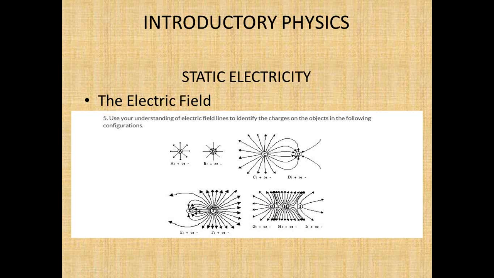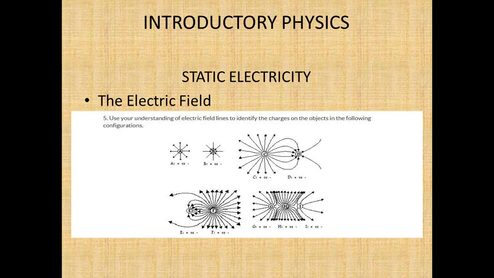Again, the lines should not cross. The lines should be perpendicular to the surface. The density of the lines, that means if they're crowding, will give you an indication of the electric field strength. It's greater when the line density is increased, and if the line density is decreased, then it's less. Okay, so that's the concept of electric field lines and electric field strength.